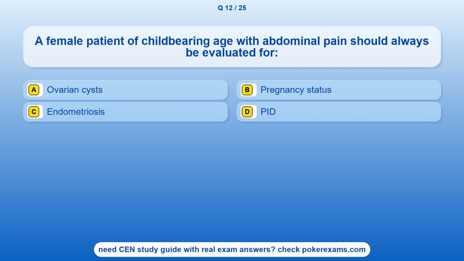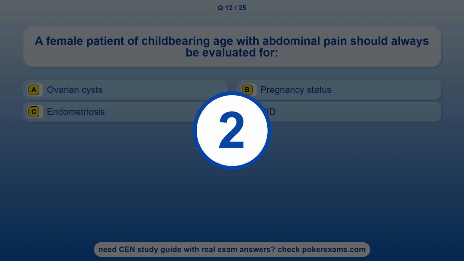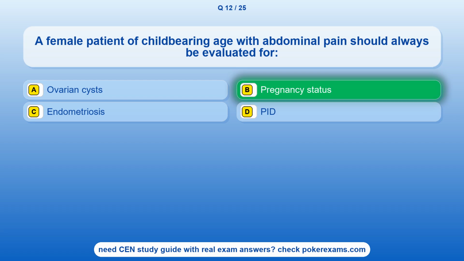Question 12. A female patient of childbearing age with abdominal pain should always be evaluated for: Option A, ovarian cysts. Option B, pregnancy status. Option C, endometriosis. Option D, PID. The correct answer is option B, pregnancy status.